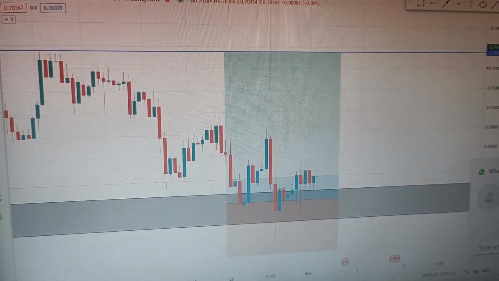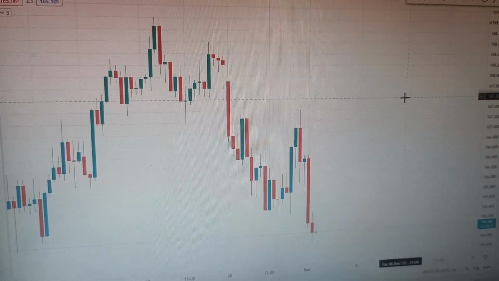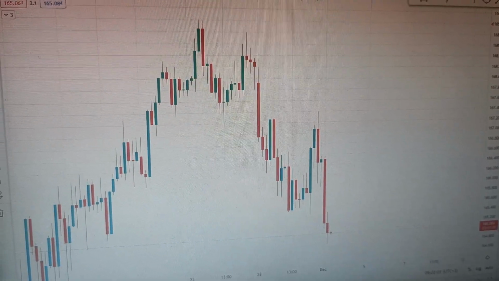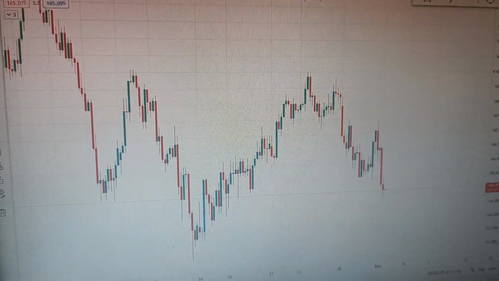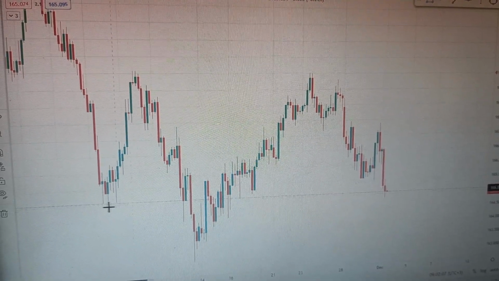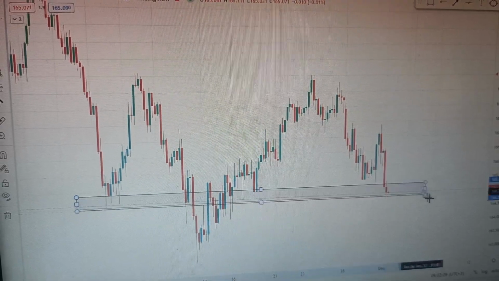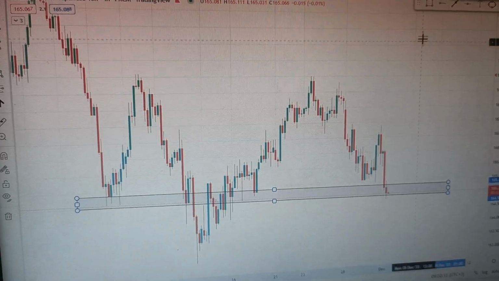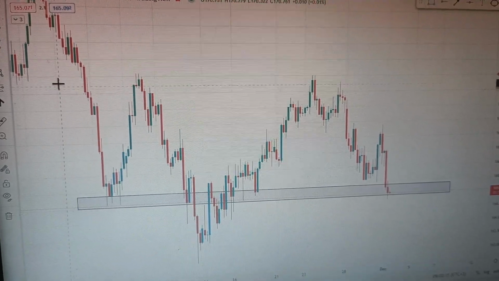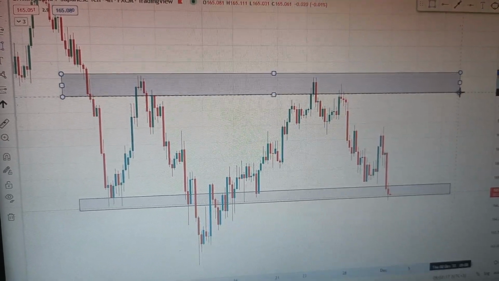And then GBPJPY. This is GBPJPY. So GBPJPY, it is interesting. Why? Because we have an inverted head and shoulder. So you can see this is the shoulder, guys. They have come all the way to that shoulder. These are the shoulders. And then this is the neckline. So this is the neckline, guys.